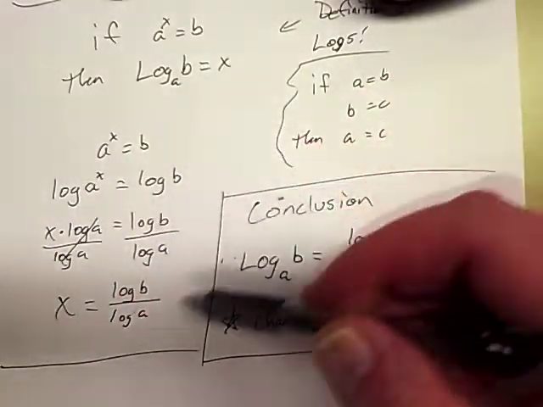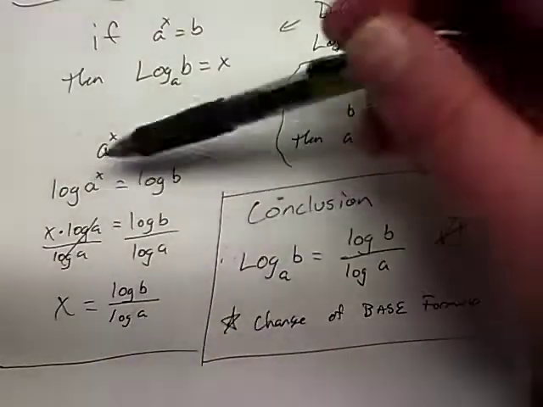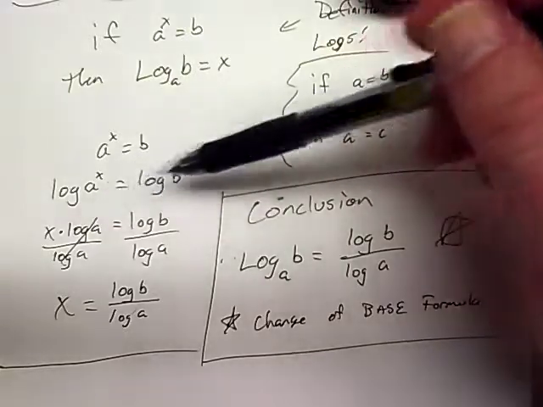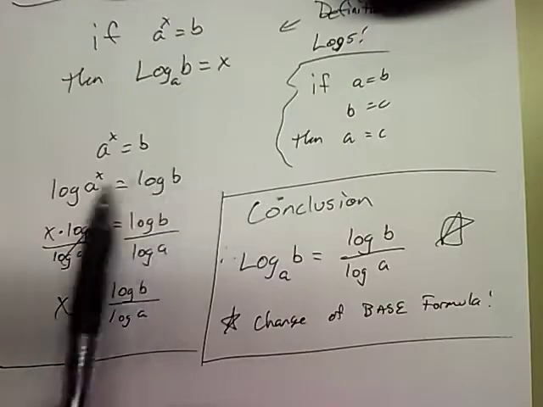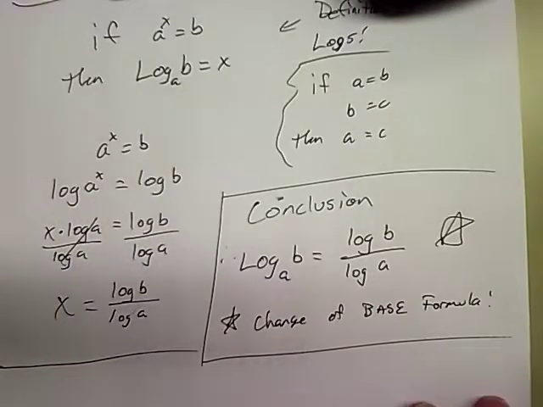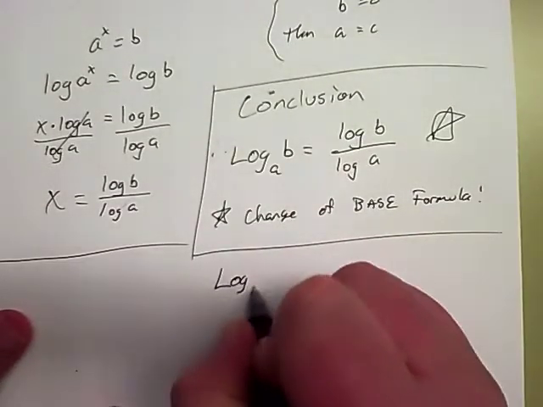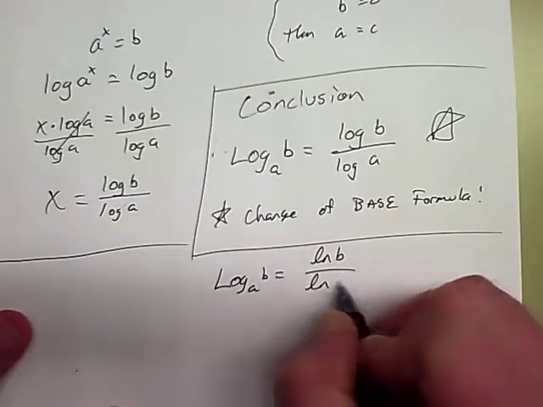So if we go back to this step here, you don't have to memorize how to do this, and you're not going to do this all the time. This is just me showing you where it comes from. Technically it's called a derivation. But if I had chosen to take the natural log of both sides, then we could also conclude that log base a of b is equal to the natural log of b divided by the natural log of a.